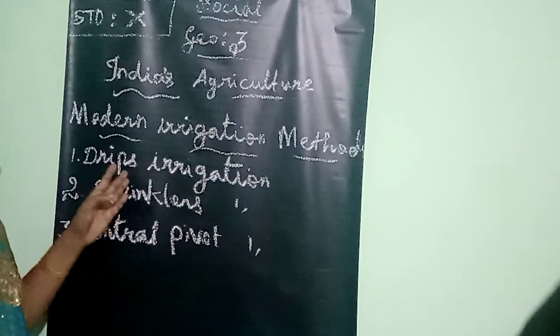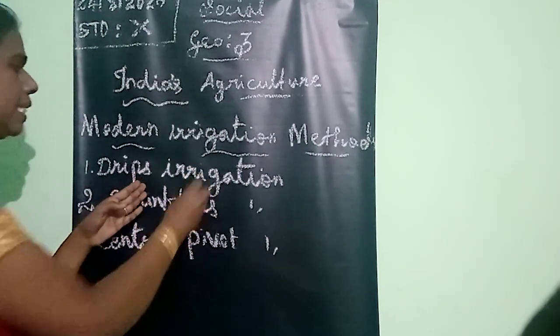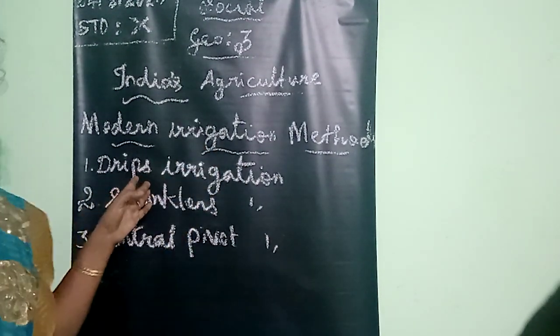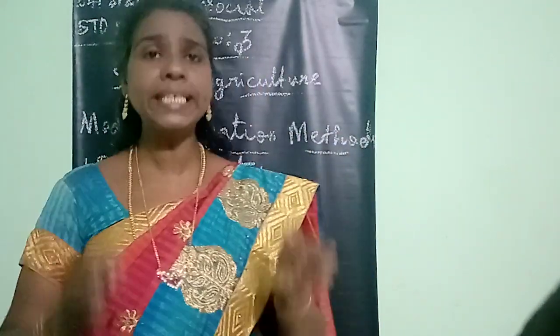Now listen here. The first one is drip irrigation. It is the system of irrigation watering like drops near the roots of the plant. It is suitable only for trees and horticulture crops that grow bigger.